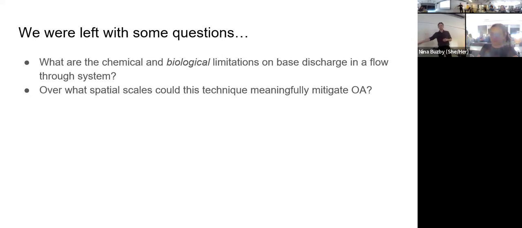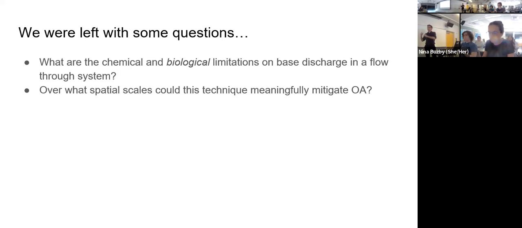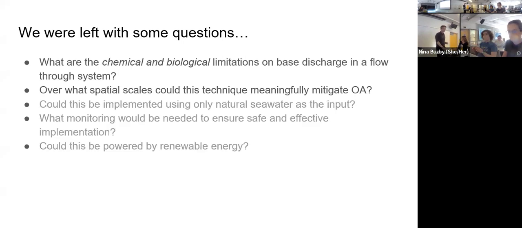That work is still ongoing over at Stony Brook, but we've also got another project that's starting to look at this. We also never touched the biology. The first thing we did in those test tanks is we sterilized everything. But we don't really want to do that in the real world because we don't want to sterilize all this water that we're pumping through. So we wanted to actually look at what sorts of impacts increasing the alkalinity might have on the organisms that we find in nature. Also, we wanted to re-examine the question over what spatial scales could this meaningfully mitigate ocean acidification, but with a higher resolution model.